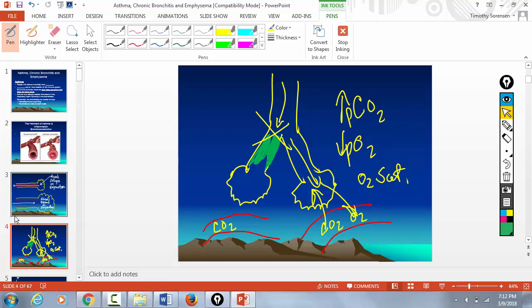So what happens over time to these people is the medulla becomes desensitized to high levels of CO2. These people don't breathe because of high levels of CO2 anymore. Do you understand that?